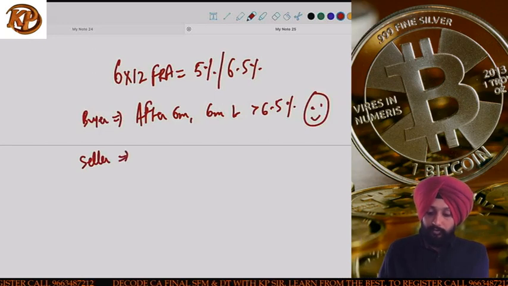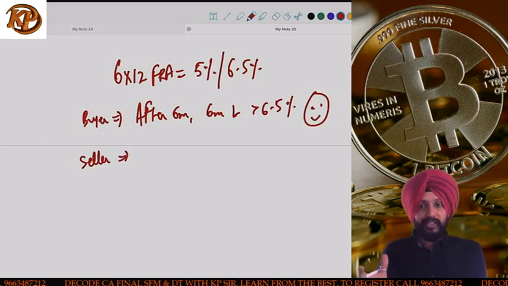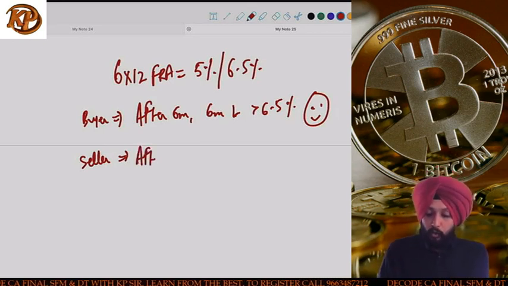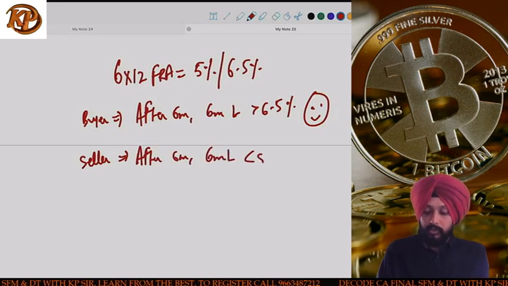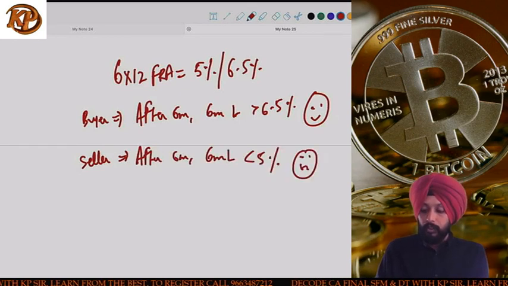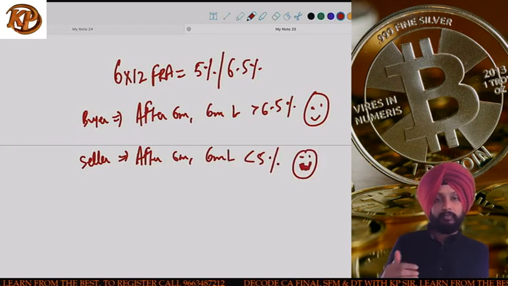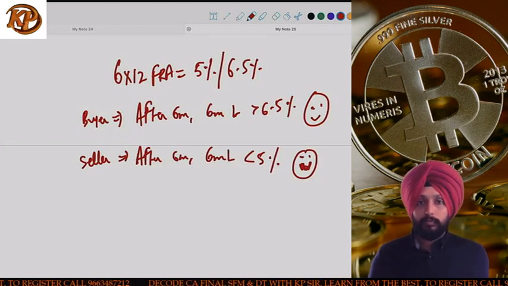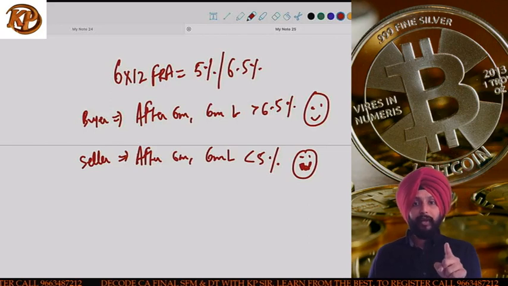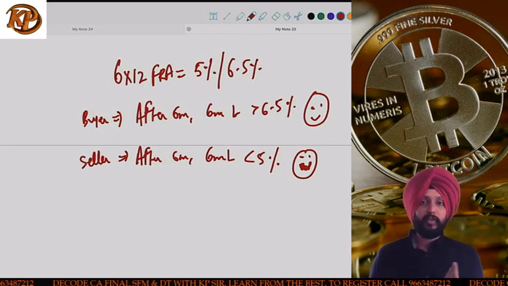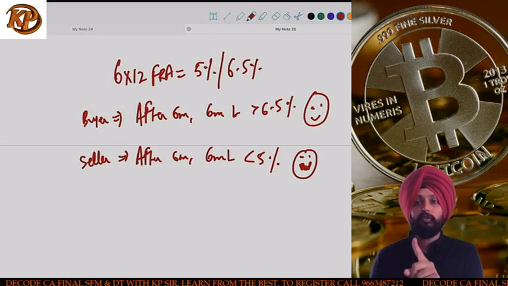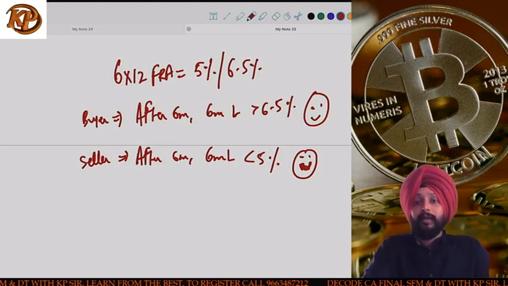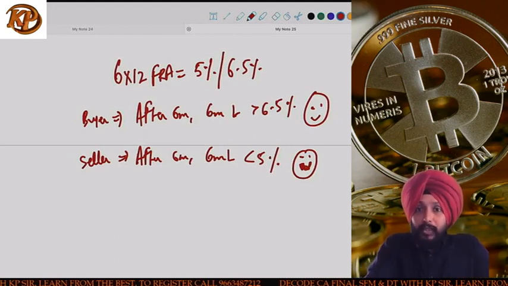If you're a seller of this FRA, seller means you're bearish. If you're bearish, you will sell this FRA, and whenever you sell to the bank, you sell at a lower rate. So 5% is what you can sell at, and you will be happy if after 6 months, the 6 months LIBOR is less than 5%. Clear? So you calculate the profit or loss looking at the rate after 6 months for 6 months, and then you discount it for 6 months using the market rate, guys. Always remember that we always do the settlement by discounting at the market rate, not at the rates given in the FRA quotation. The next question which I told you can come from this is speculation using FRA.